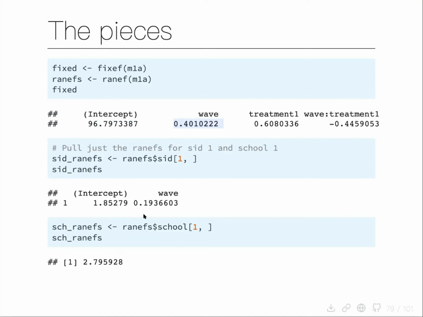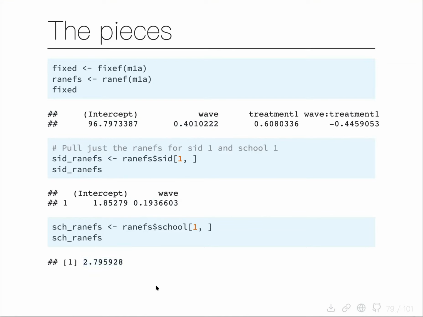Oh, this is just for the student. I think I was saying school. Students in this school also started higher. So this student had a higher initial starting point than average and progressed faster than other students on average. And students in that school on average started higher as well.